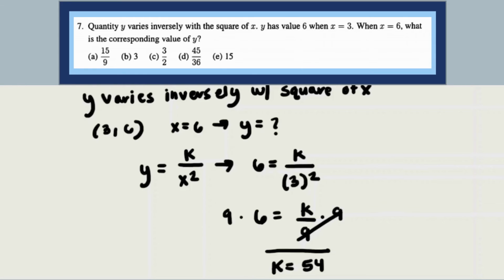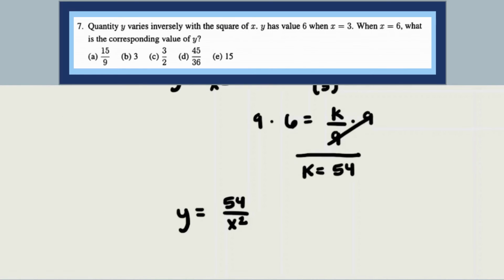Okay, so now that we have that, we're going to rewrite our equation. Okay, so I rewrote our equation. Now that we found k, to complete what our equation is, we have y equal to 54 all over x squared. And they want us to find what y is when x is equal to 6. So we're just going to plug in 6 into our x. So that'll be y equal to 54 all over 6 squared.